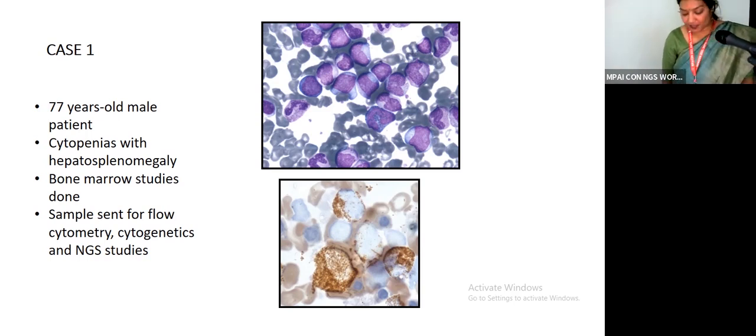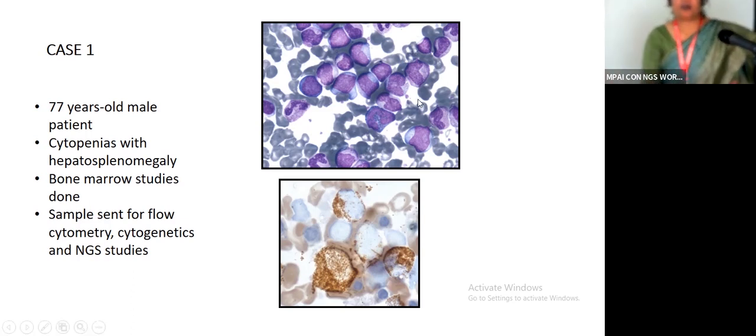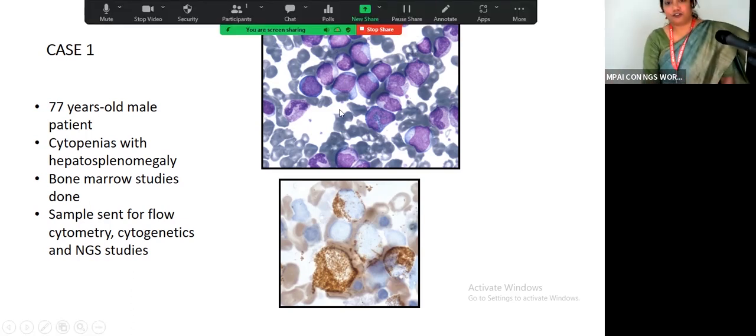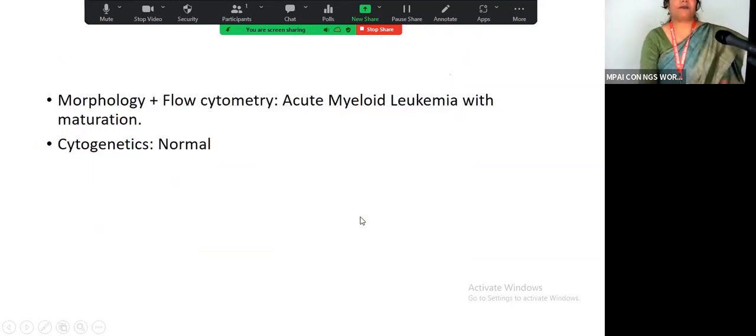77-year-old male patient with cytopenias and hepatosplenomegaly. Bone marrow study was done. Sample was sent for flow cytometry, cytogenetics, and NGS studies, which is the Tata protocol. You can see there are granulocytes with left shift and immature cells in the background, and the MPO is positive in the blasts. Now, on morphology and flow cytometry, it came out to be AML with maturation.